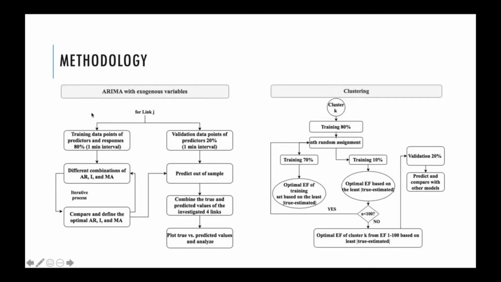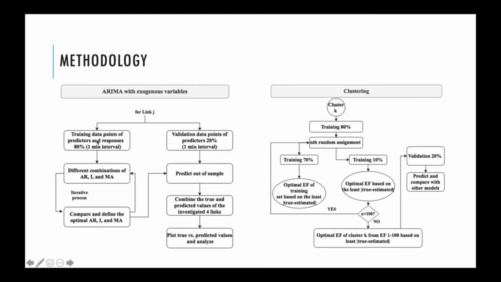Moving to the steps that we followed for every link, I'll start with ARIMA, which is a statistical approach with exogenous variables. So this methodology is applied for every link. You have to note that ARIMA lacks the spatial dimension. It means that it's not scalable. It means that we had to develop a model for every link.